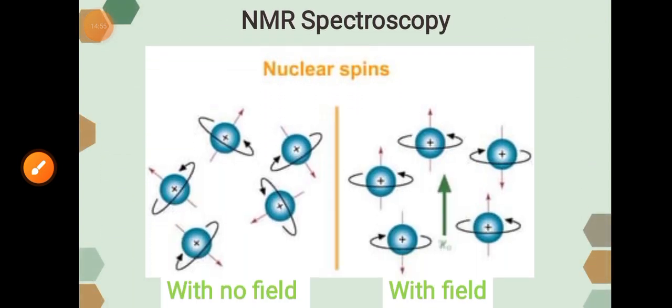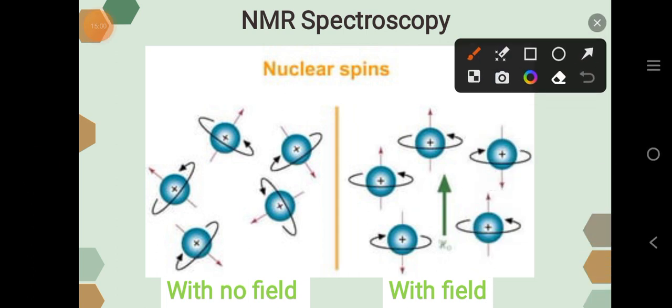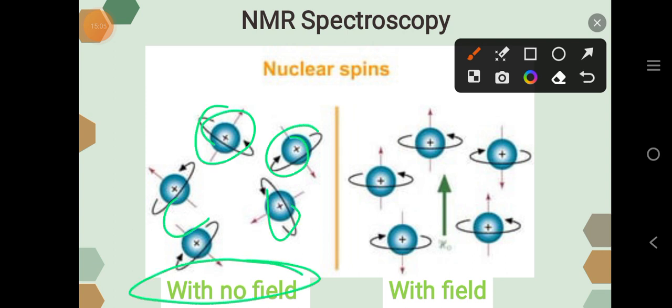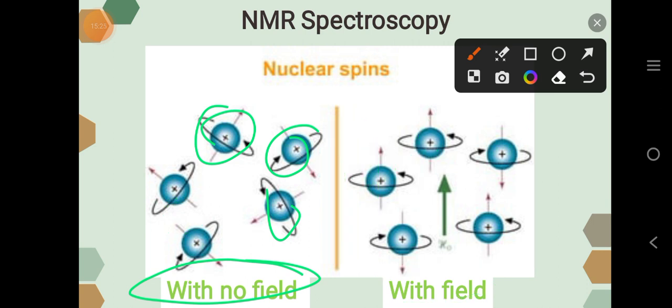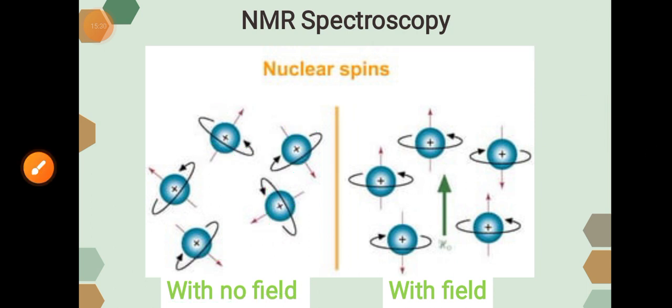Now, in nuclear magnetic resonance spectroscopy, here you can see two images. One with no field, where they are spinning, and another with a field. Suppose the direction of the field is in this direction, and they also spin in this direction. And if the direction of the field is this and they are spinning down, they are spinning in the opposite direction, as we have discussed in the previous slide. In this slide we are looking at it with images.